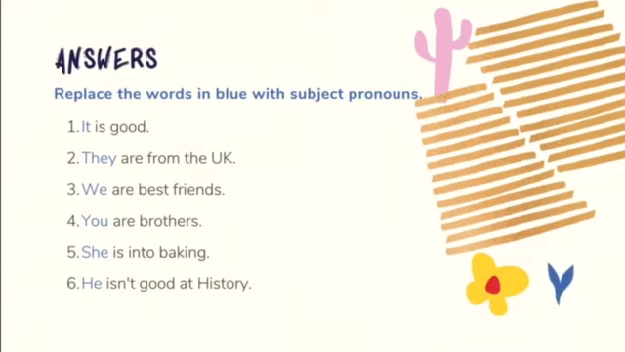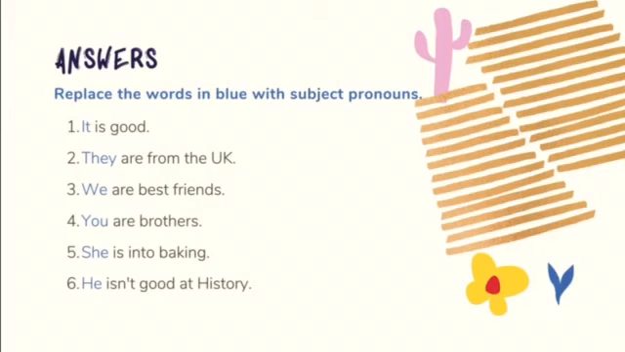So here are the answers. Number 1, it is good. This is because the book is an object. Number 2, they are from the UK. This is because you are talking about two people, Jen and Ed. So they. Number 3, we are best friends. So remember, Enya and I. So it's we.